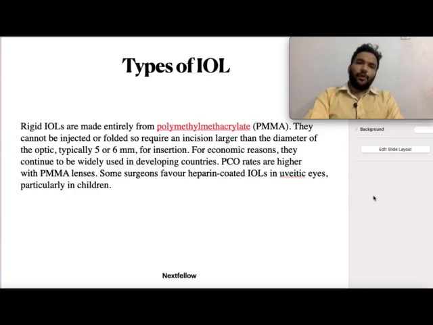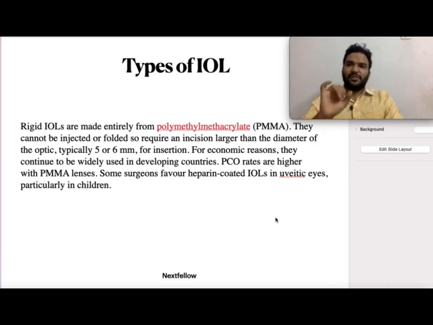Then types of IOL, there are two types basically, rigid and foldable. So rigid is made up of polymethyl methacrylate. It cannot be injected, it has to be inserted. So in the case of ECCE and SICS, we can insert it, but not in phaco, because for phaco we need a folded or rolled IOL. For economic reasons they are widely used. We use left and right in our country.